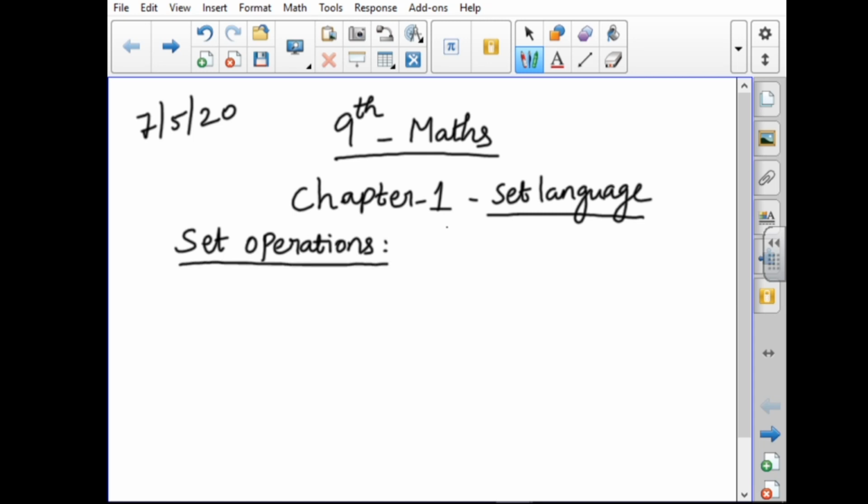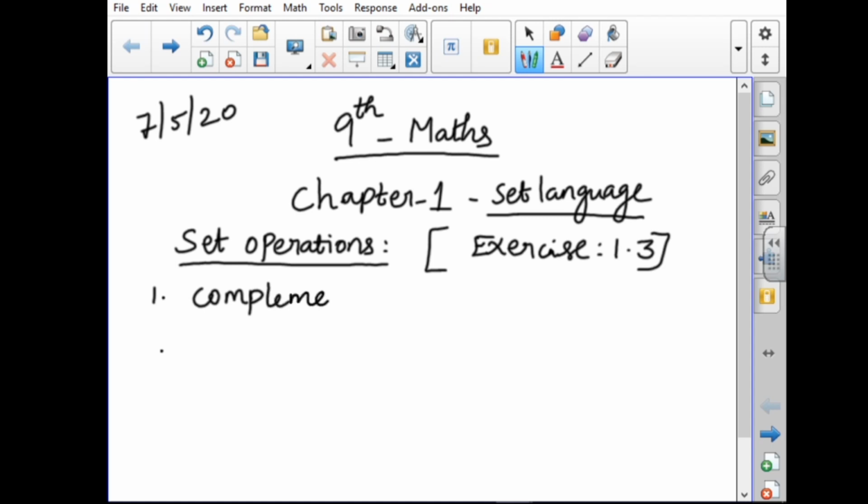Okay, exercise 1.3. Before starting our exercise 1.3, first we should know about the types of set operations. Okay, first one, complement of a set.